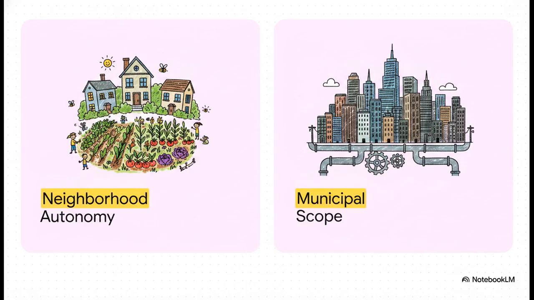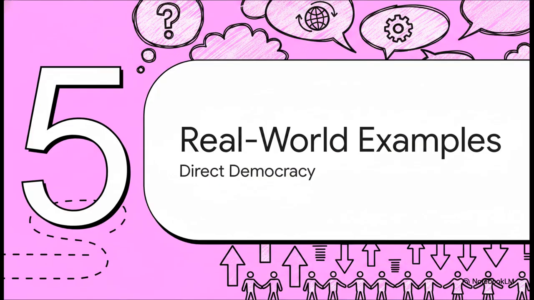If a decision only affects a specific neighborhood, say exactly where to place the new community garden, that decision is strictly made locally. The larger municipal assembly cannot impose their will on the neighborhood for local issues. The municipal assembly only addresses matters that affect the whole commune, like widespread water infrastructure or transit. Which brings us to Section 5, Real-World Direct Democracy.